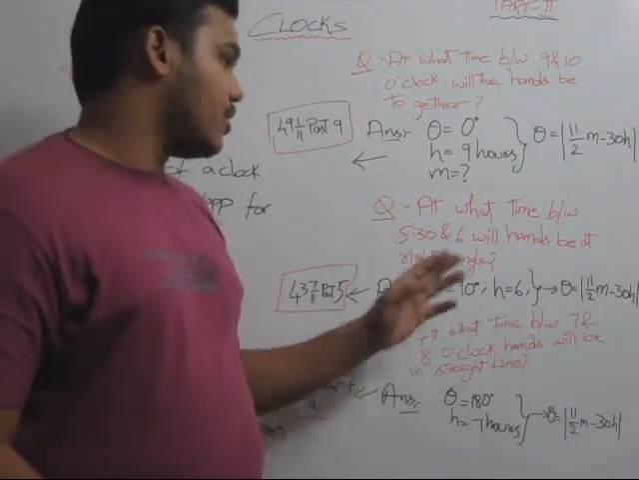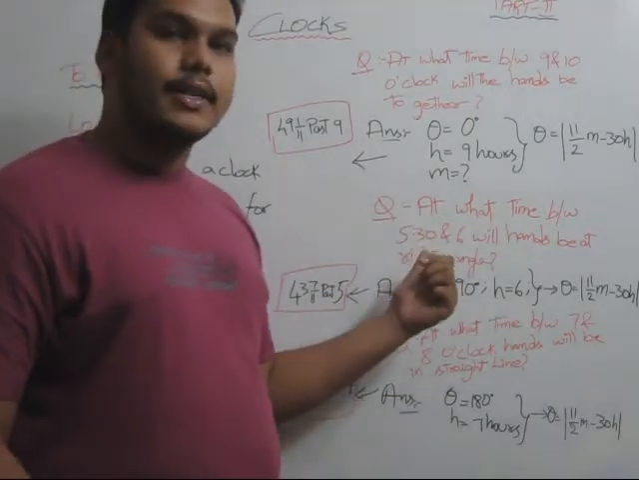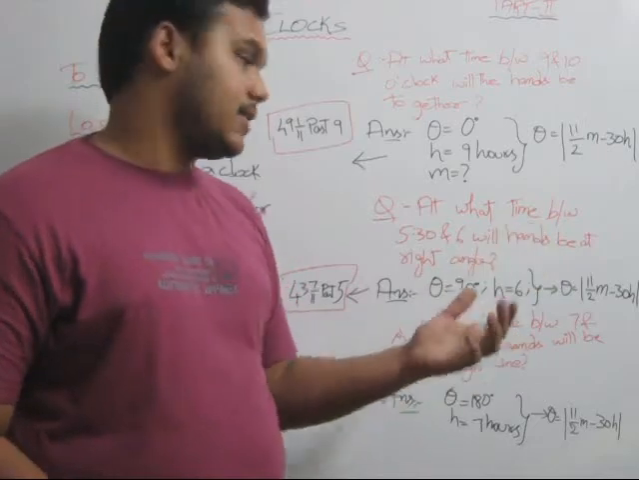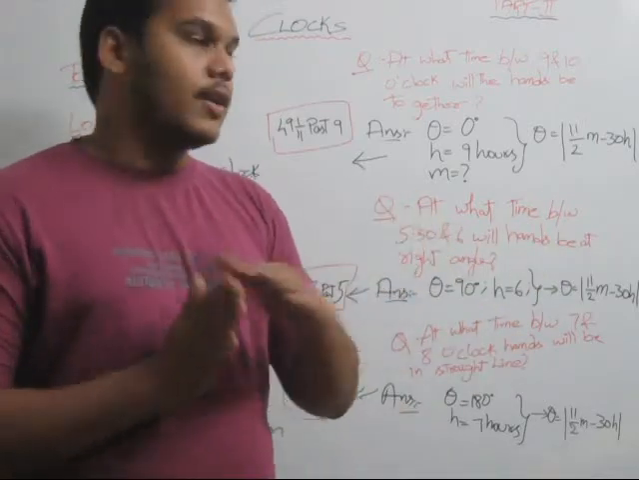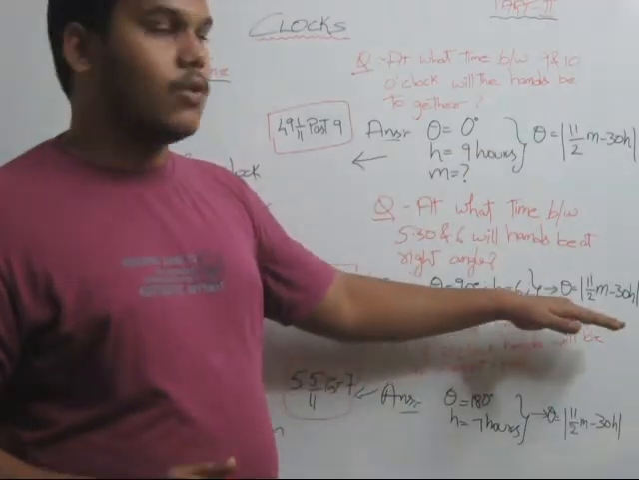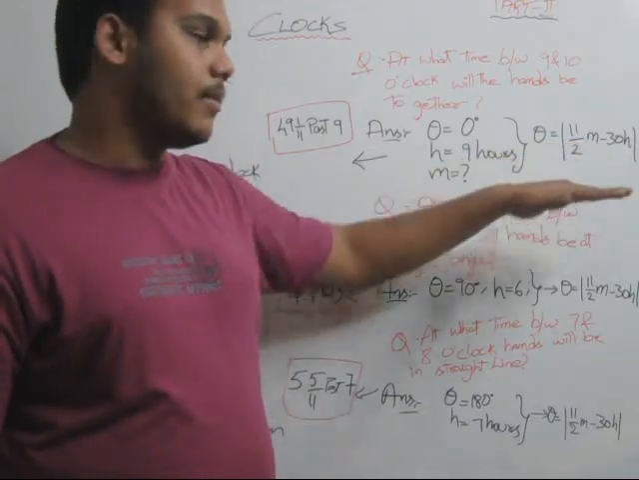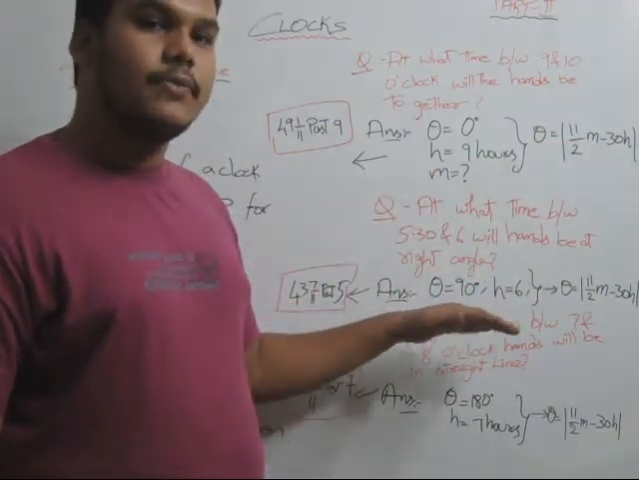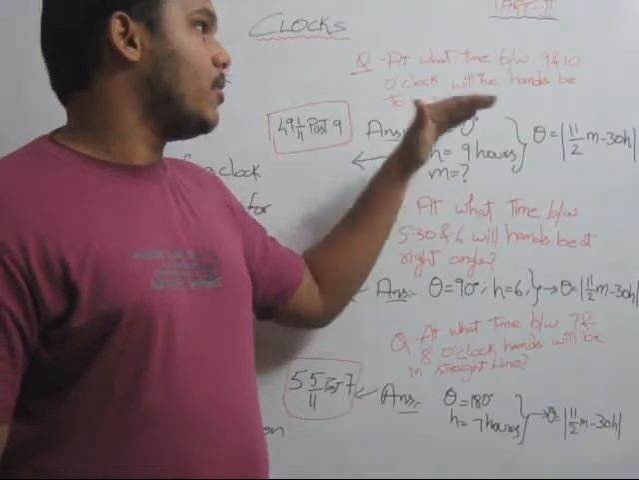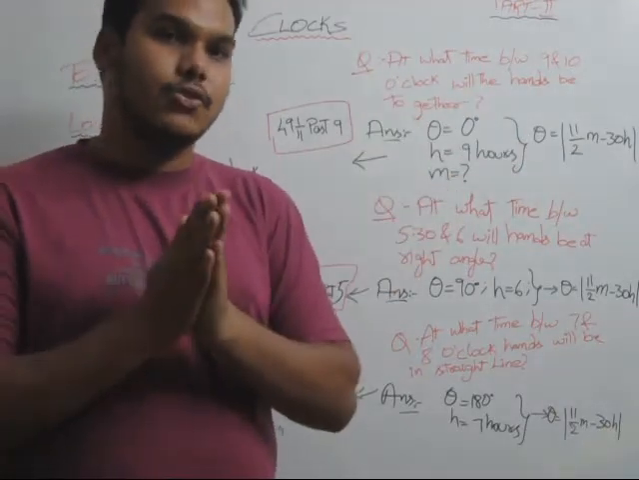Coming to the second question, at what time between 5:30 and 6 will the hands be at right angles? The same pattern you have to follow from the above problem, but the only difference is that in the above problem the question is when will the hands be together.